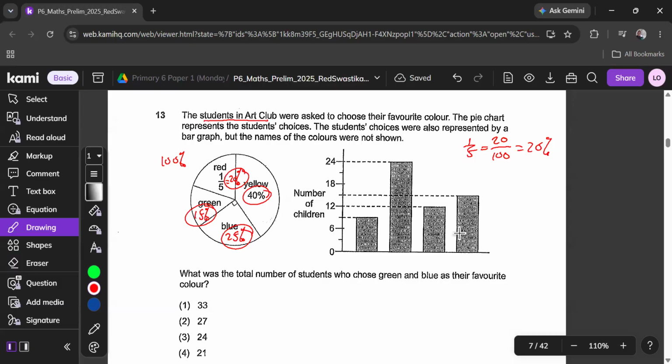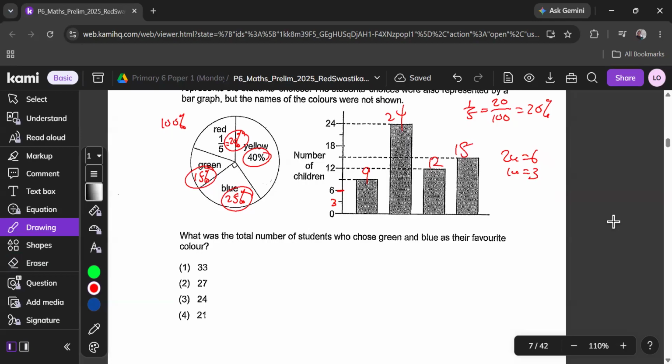All right. Okay. Now, then you look at the bar graph. Can you put numbers on the bar graph? So what do you put? 2 units is 6. 2 units, right? 2 units equals 6. 1 unit will be 3. So this one is how many? This is 9. This is 24, 12, and this is 15. Okay, go and put all the numbers in onto the bar graph.